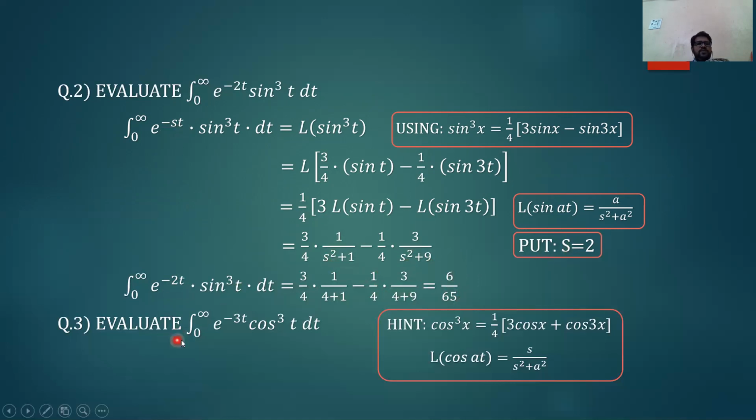Again here I have taken an example. Evaluate the integral from 0 to infinity e raised to minus 3t cos cube t dt. The same procedure as in previous problems applies. We have to apply the formula cos cube x equals 1 by 4 of 3 cos x plus cos 3x, and then provide the Laplace transform of each term. The Laplace of cos at is s upon s square plus a square, and if we equate we will get s equal to 3. So this problem you can do by yourself.